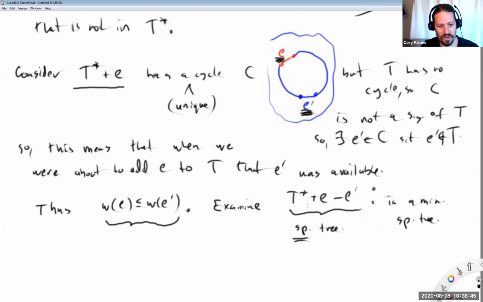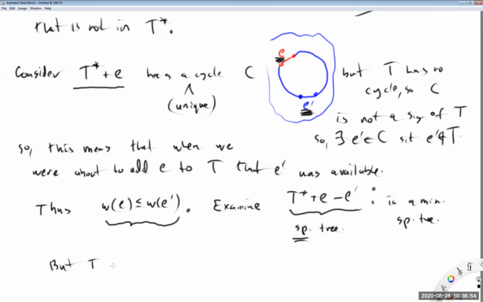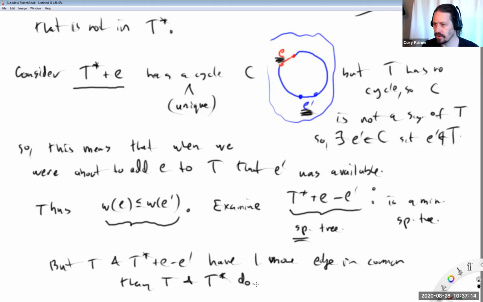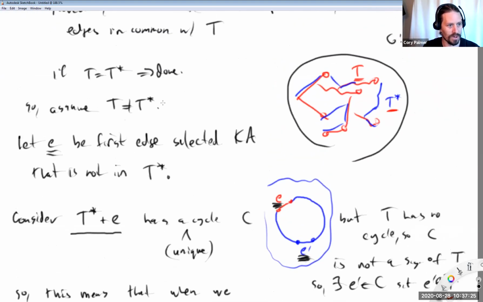But what is the relationship between this spanning tree and T? T has more edges in common. Exactly, but T and T star plus E minus E prime have one more edge in common than T and just ordinary T star do. But that's a contradiction because remember, I chose T star specifically that had the most in common. So this is a contradiction. And what does that contradict? That contradicts this case that we were in the first place, that the two were different from each other.